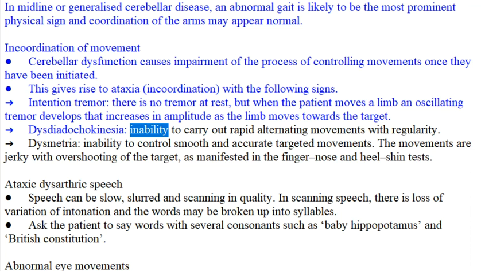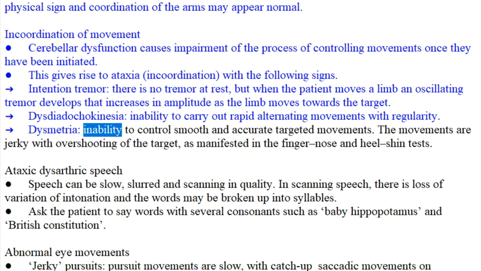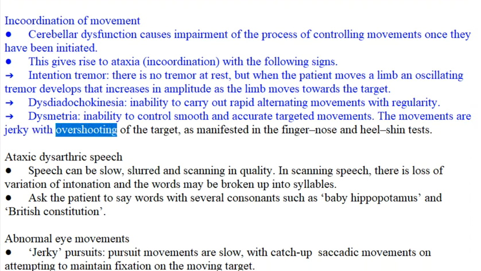Dysdiadochokinesia. Inability to carry out rapid alternating movements with regularity. Dysmetria, inability to control smooth and accurate targeted movements. The movements are jerky with overshooting of the target, as manifested in the finger-nose and heel-shin tests.